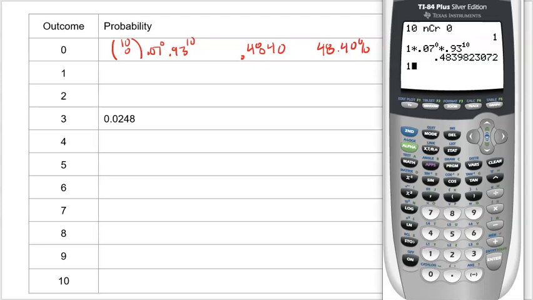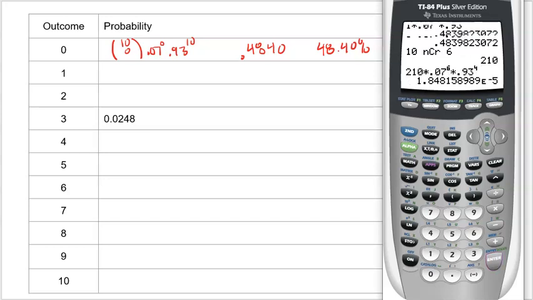Back to our calculator. 10 choose 6. That simply tells me how many different ways you could have 6 successes out of 10 trials. So we have 210 different ways times 0.07 to the 6th, 6 successes, times 0.93 to the 4th, 4 failures. 10 trials, 6 successes, 4 failures, 210 total different ways that you could have 6 check marks, 4 non-check marks. Here's the probability.